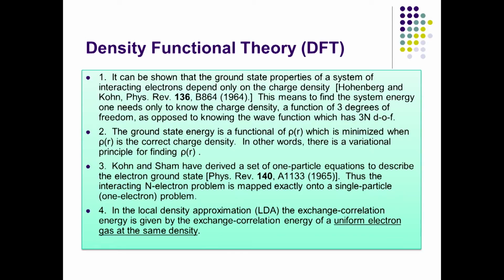So, let us look at the charge density, and that was the main contribution of the 1964 paper of Hohenberg and Kohn. That has been a very famous paper, and what it means is that to find the system energy one needs only to know the charge density. That is where the density functional approximation comes in: all we need to know is the charge density distribution, and that charge density is a function of 3 degrees of freedom, as opposed to knowing the wave function, which has 3n degrees of freedom.